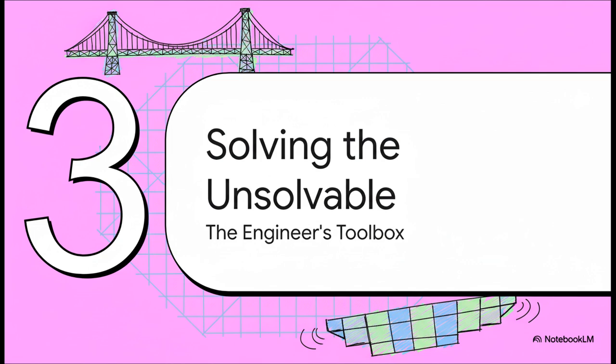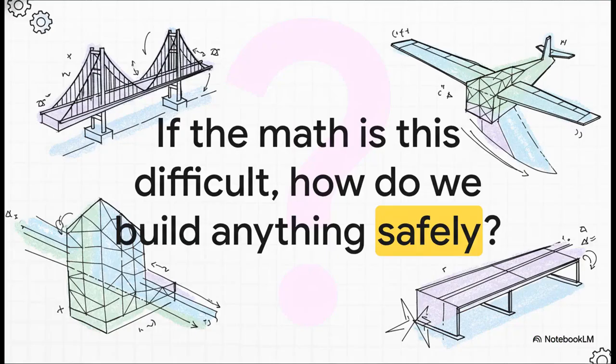How do we design safe bridges and reliable airplanes? It turns out engineers had to get really, really clever to find a way to work around this complexity. I mean, this is the billion-dollar question, right? If the actual math for a skyscraper or suspension bridge is basically unsolvable by hand, how can we ever be confident that it's safe? We can't just cross our fingers and hope for the best. We need a reliable method.